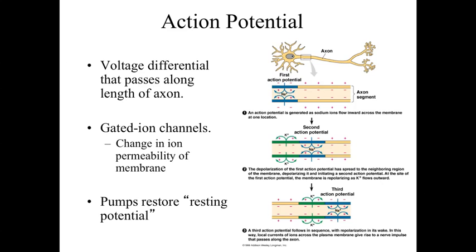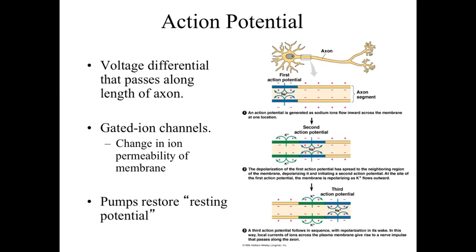And so basically what's going to happen is when we generate this action potential, we're going to be looking at what's referred to as a voltage differential that passes along the length of the axon. The voltage differential basically means we're going to change the charge difference, change the ion concentration difference across the membrane, and that's going to spread down along the length of the axon.